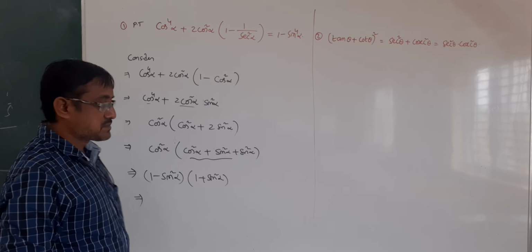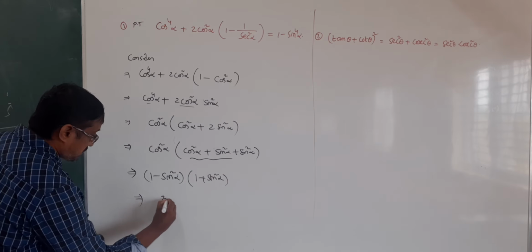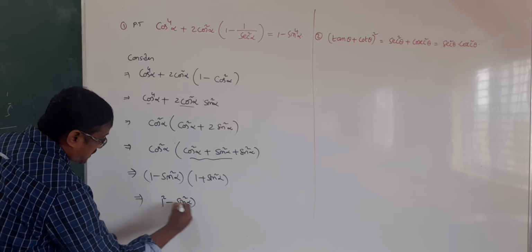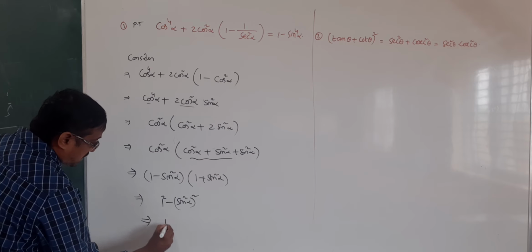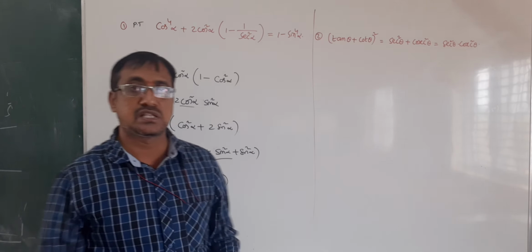Now this is (a plus b) into (a minus b). You will get a square minus b square, that is 1 square minus sin square alpha whole square. So the final result is 1 minus sin power 4 alpha. That is the required answer.